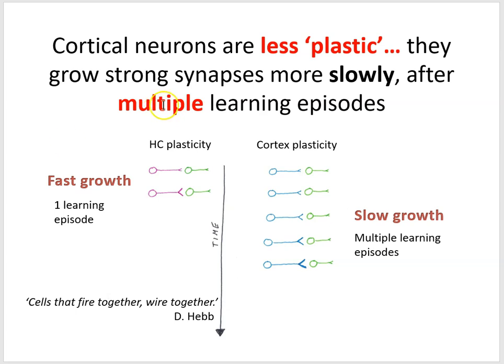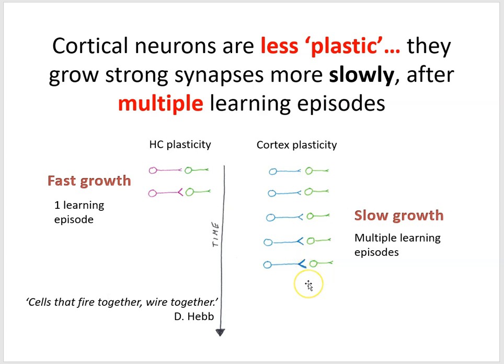Now, cortical neurons are less plastic. And this explains why we need to do multiple rounds of system consolidation. So cortical neurons are less plastic. They grow strong synapses more slowly after multiple learning episodes. So now let's compare the cortical synapses with hippocampal synapses. We said the hippocampus was very good at doing plasticity, strengthening those synapses quickly after one learning event. The cortical synapses seem to require multiple learning episodes. It's as though they grow more slowly. It takes multiple repetitions to really strengthen those synapses.